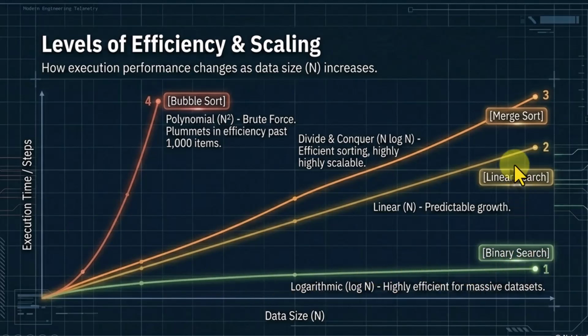Then after that, we have linear, or big O of n. Here, the same amount the data increases, the same amount the number of operations increases. So that is linear. And after that, we have n log n, merge sort. That is just a little bit slower than linear, but for many algorithms that is quite good. For example, for sorting, this is quite nice.